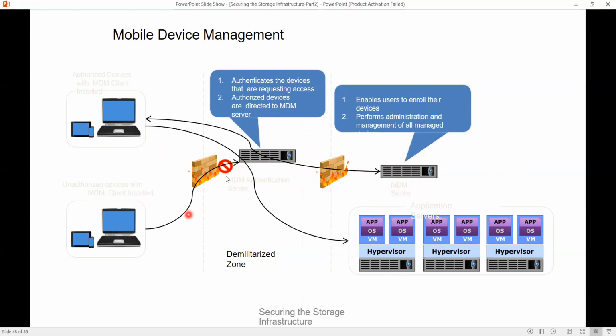But when some other unauthorized devices, no matter if the MDM client is installed, try to access, that is not allowed by the authentication server, right? So this is a demilitarized zone. So this is an example where firewalls have been implemented on both ends, and this is the server which needs to be accessed using the internet only. So that's why we have a firewall on one end, a firewall on the other end.